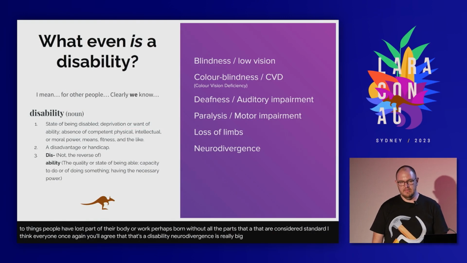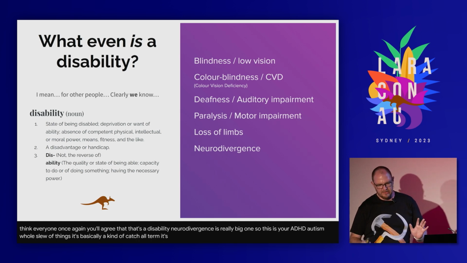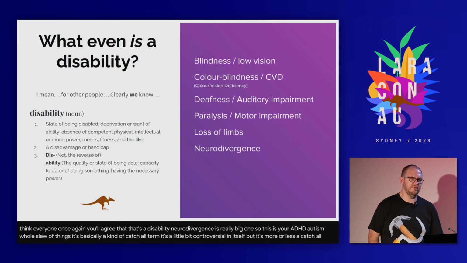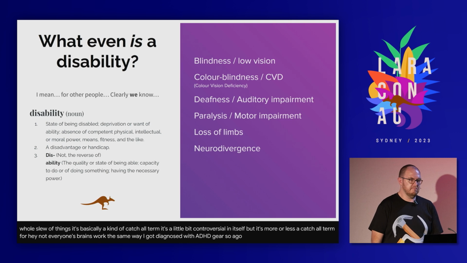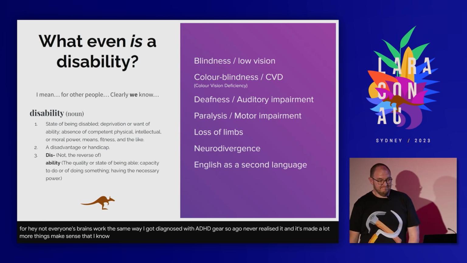Neurodivergence is a really big one. So this is your ADHD, autism, a whole slew of things. It's basically a kind of catch-all term. It's a little bit controversial in itself, but it's more or less a catch-all term for, hey, not everyone's brains work the same way. I got diagnosed with ADHD a year or so ago, never realized it, and it's made a lot more things make sense now that I know.